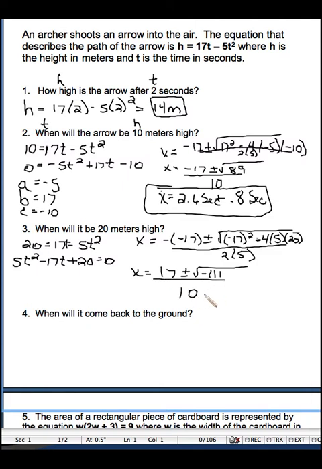Now, remember we can't have a negative under the radical and get a square root. Our answer was no real solution. So in that case, when we have the path that this arrow is going to follow as it goes up and then comes down, we're saying that it never hits that 20 meters. It doesn't ever get there. So never is your answer on a word problem. When will it be 20 meters high? We can't solve it, so it must never be 20 meters high.